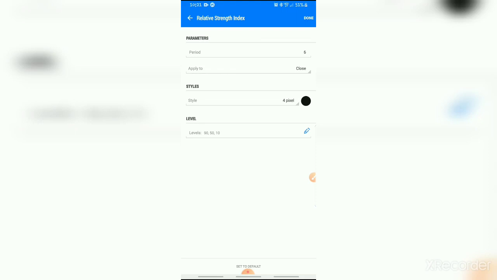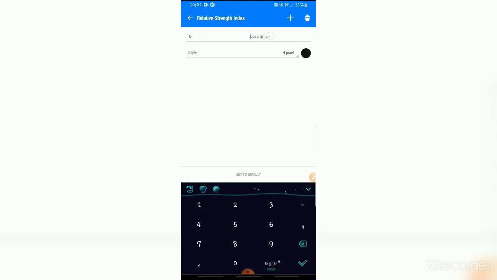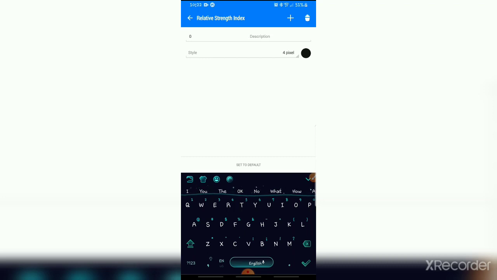Then under the levels, now we have levels here. You click on this pencil icon here to put in the levels. So under the levels, initially you won't have anything there. So this is what you do. Let me delete this one that I have here so that it will be easier for you to get it. So I'll be adding the levels now. If you want to add the levels, you click on the plus sign here, then you put the level here. I have level 0. So the description for 0 should be buy. I will explain the meaning later. Just put it to be buy.